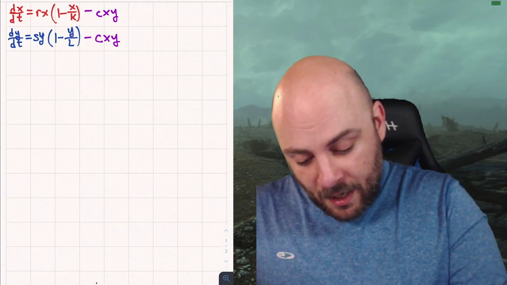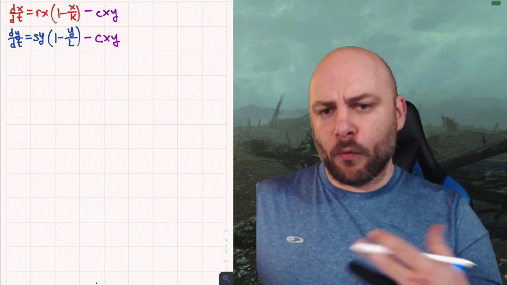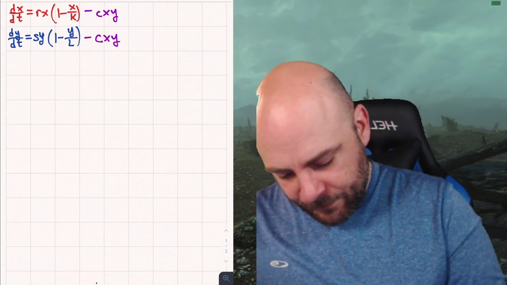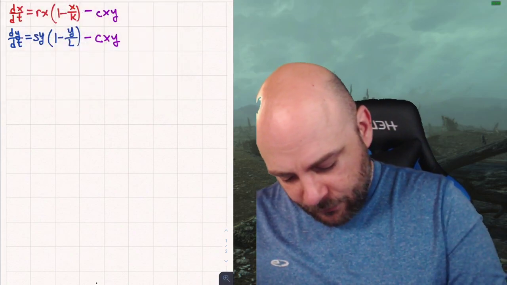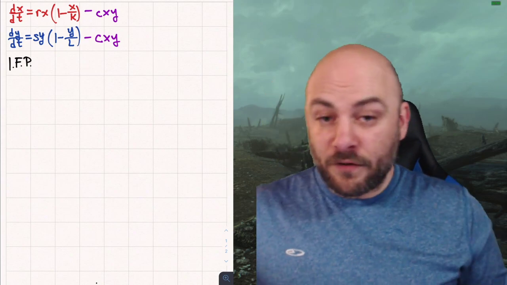Okay, great. I'm going to be using red now for X species facts and blue for Y species facts. It's just going to help us keep things straight. But step one here is to find the fixed points. That's our first goal.